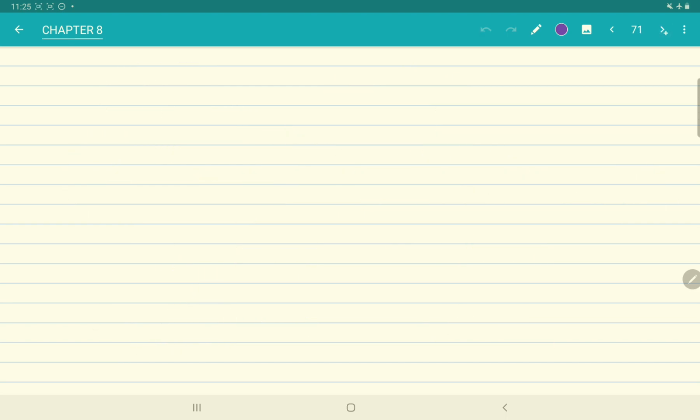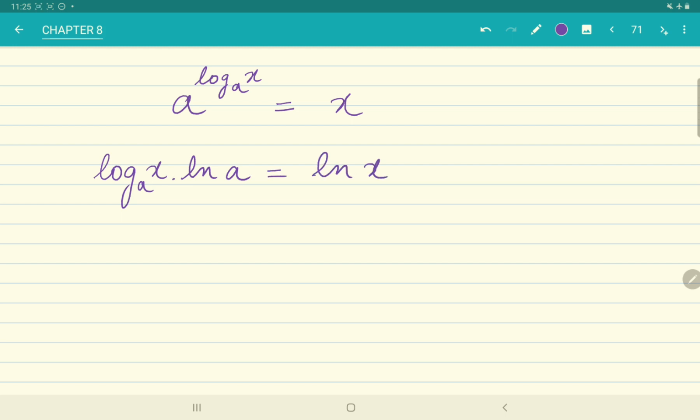And if I write that again, a raised to the power log of x to the base a is equal to x. I take ln on both sides, I take the natural logarithm on both sides. So in that case, I will have log of x to the base a times ln a is equal to ln x, and that gives me log of x to the base a is equal to 1 by ln a multiplied by ln x.